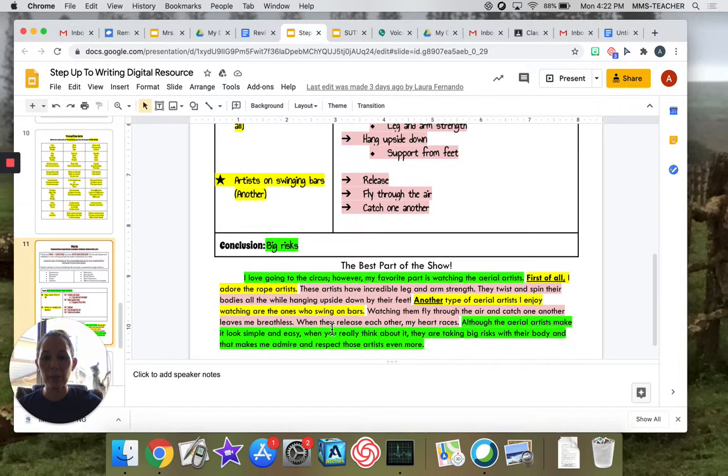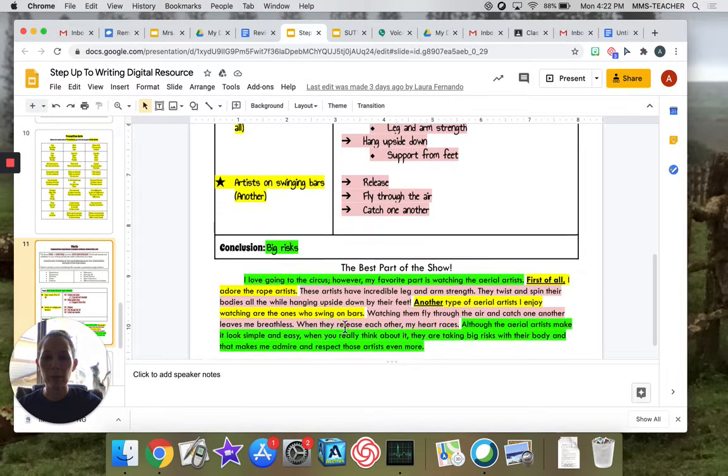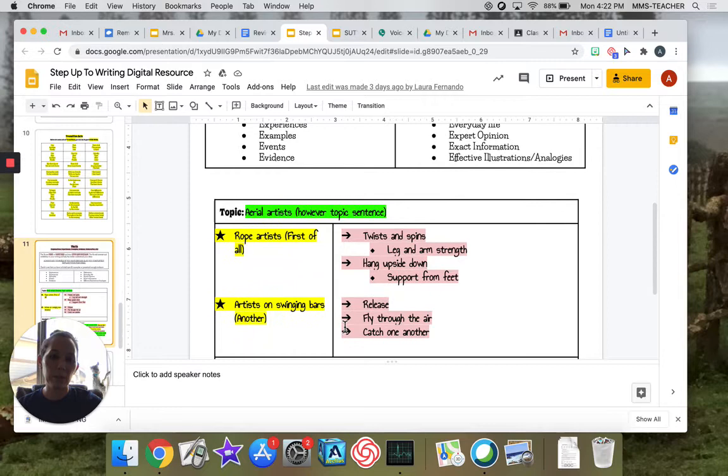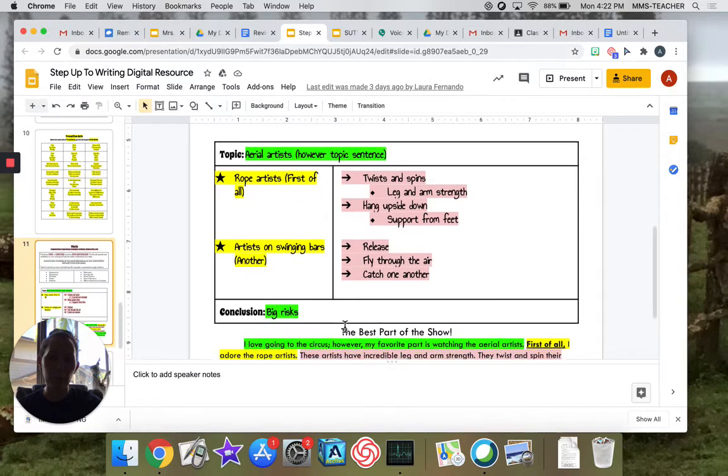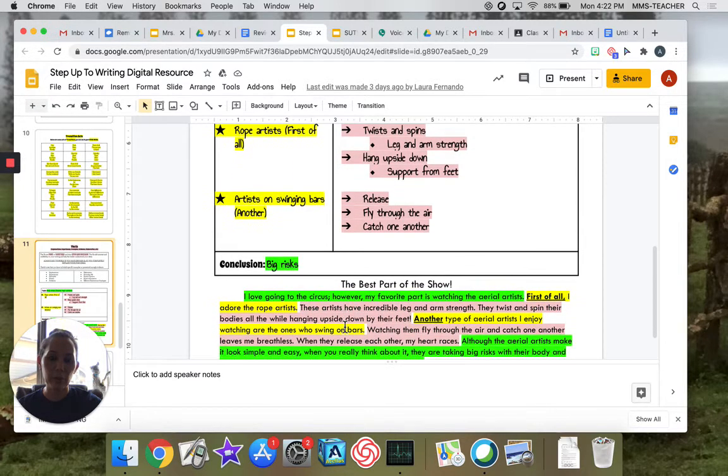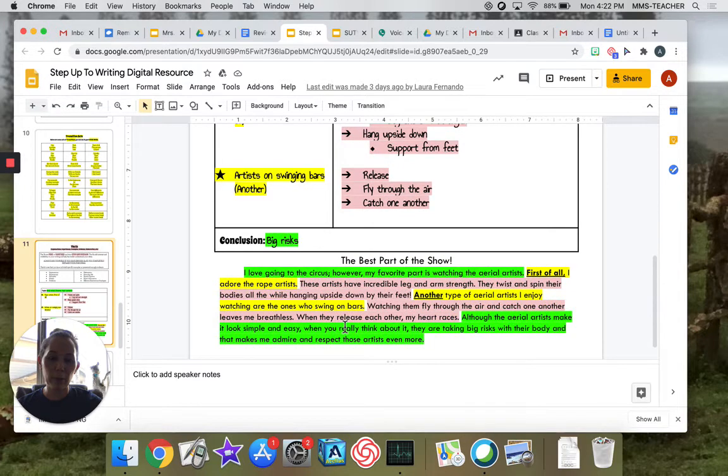So here's an example of a sample Step Up to Writing paragraph, and we used our T-chart here, and you can see how they work together. So remember, we're focusing on the E's, the examples. So here's our however topic sentence. And, well, I'm sorry, I'll back up. We have a title here, the best part of the show. So our however topic sentence is, I love going to the circus; however, my favorite part is watching the aerial artists. So this is our however topic sentence.